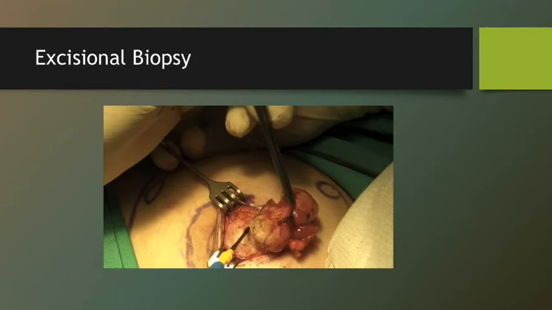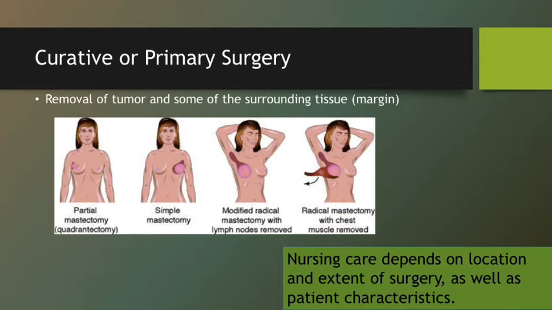So a punch biopsy goes a little bit further. This is an excisional biopsy. This is a periareolar incision of the breast. Excisional biopsy where they're going in, they're trying to get tissue from underneath the nipple area. All right, and then you can also have a curative or a primary surgery.